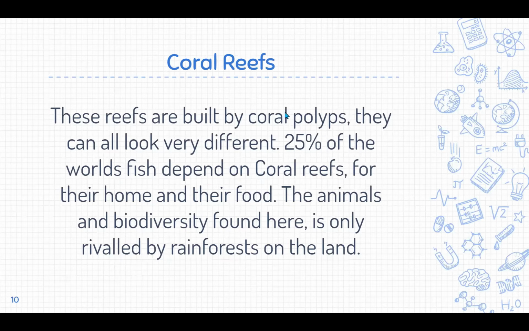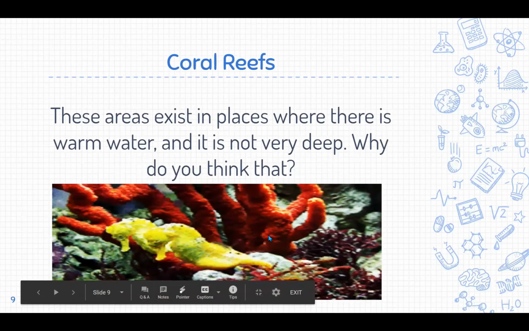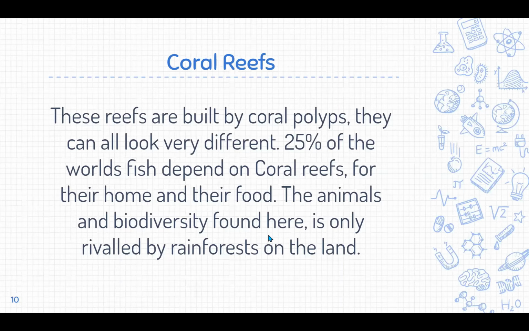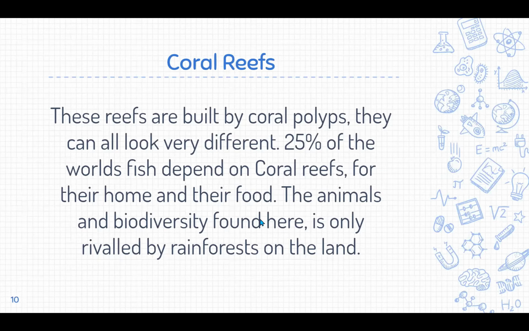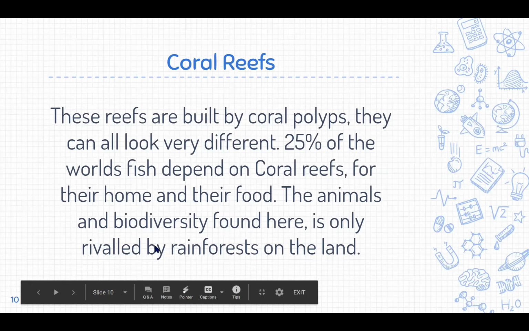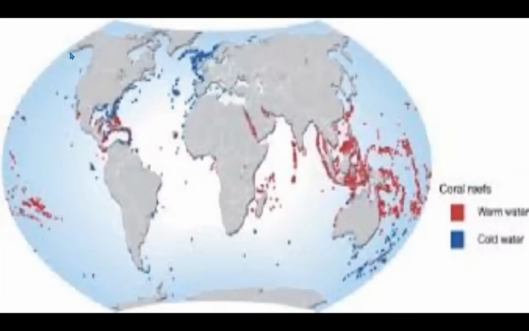So coral reefs are built by what's called a coral polyp. So these here, they're called polyps, okay? There's many different types. I read there's 25,000 different types of coral polyp, and they all look very different. 25% of the world's fish depend on coral reefs for their home and their food. Animals and biodiversity found here is only rivaled by rainforests on the land. The coral reefs, with the amount of fish and the amount of animals that live there, there's nothing else like it. The only thing that comes close is a rainforest.